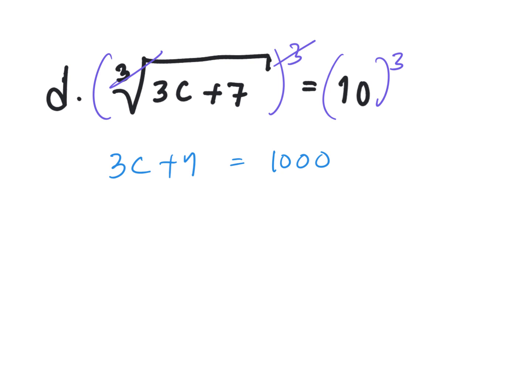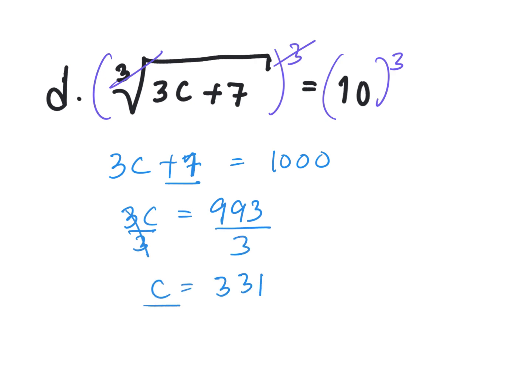Here we're going to transpose this 7 to the other side. That's going to give you 3c is equal to 1000 minus 7, which gives you 993. Dividing both sides by 3, c is going to give you 331.